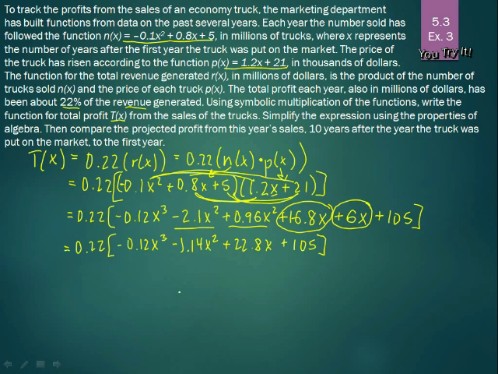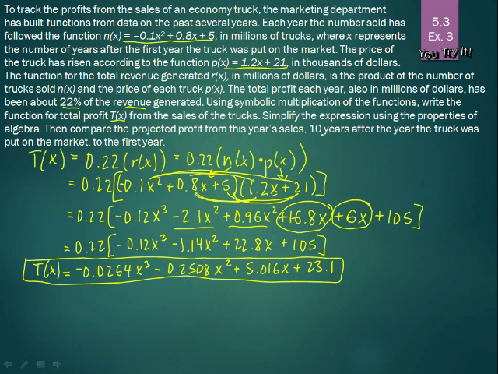So now that we have those, we can go ahead and multiply in the 22 hundredths. Negative 264 10,000ths x cubed minus 2,508 10,000ths x squared plus 5 16,000ths x plus 23 1/10. And so there's our function for our profit.